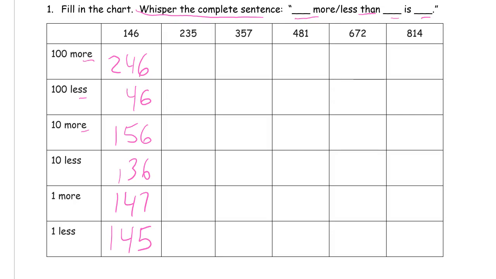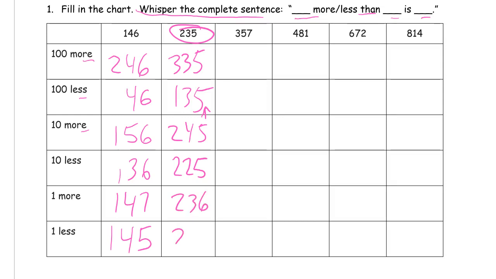So 100 more than 235 is 335. You may catch yourself about to make a mistake saying one thing and writing another. 100 less than 235 is 135. 10 more than 235 is 245. 10 less than 235 is 225. The mistakes that are most often made on this chart and this assignment are that you do 10 more or 10 less than the number that's just above it and not the number that's at the top of the column, which is the number we're always comparing to when we do this chart. 1 more than 235 is 236, and 1 less than 235 is 234.